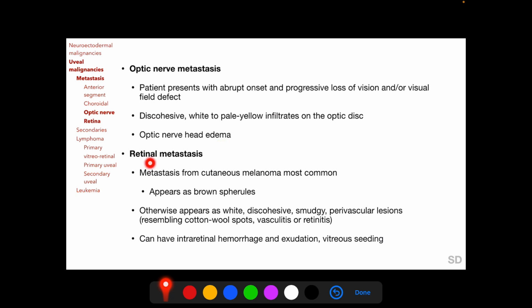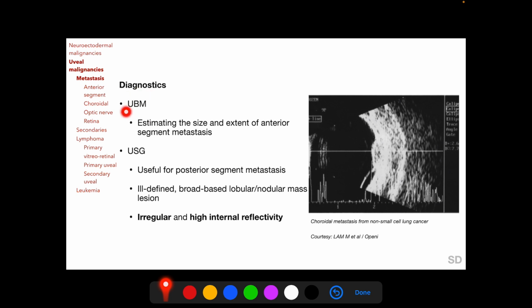Metastasis to the retina most commonly occurs from cutaneous melanoma, as we have discussed, and in this situation the metastatic tumor usually appears as brown spherules. Otherwise, a retinal metastasis usually appears as a white, smudgy perivascular lesion resembling either cotton wool spots, vasculitis, or retinitis. And retinal metastasis can have associated intraretinal hemorrhage, exudation, and vitreous seeding. Ultrasound biomicroscopy helps in estimating the size and extent of an anterior segment metastasis, and ultrasonography is useful for posterior segment metastasis.